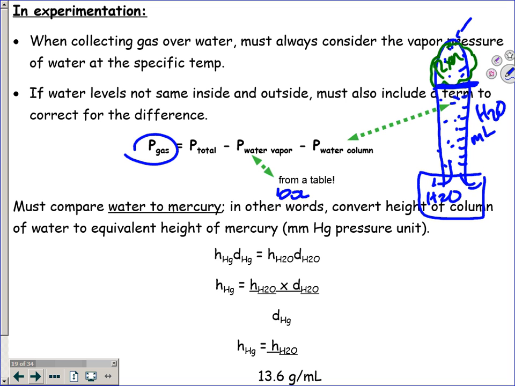This is going to be in a book. It will tell you the vapor pressure, and it'll be at a specific temperature. So if this is 20 degrees centigrade, then you'll have a certain pressure, and if it's 40, you'll have a different pressure. So we can't just memorize it from a book. I'll show you how to do that later. We also have to subtract the pressure that this water column is causing, and here's how you do that. So the water vapor comes from a book, and the water column is done this way.